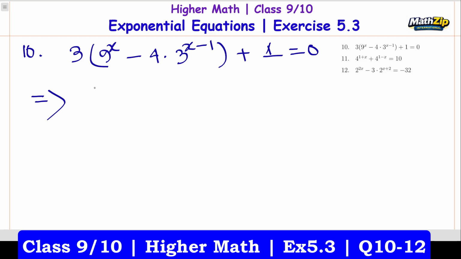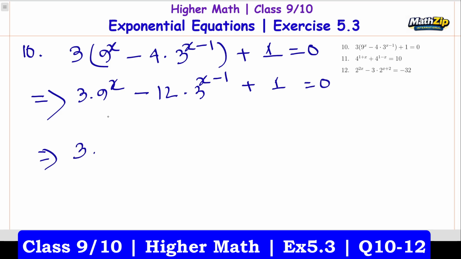First, we just multiply this one. 3 times 9 to the power x minus 3 times 4 is 12 times 3 to the power x minus 1, and here is a plus 1 equals 0, right?